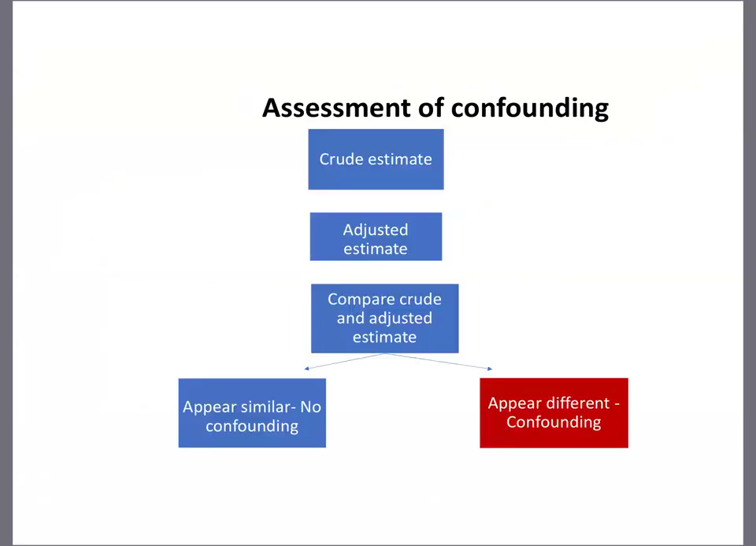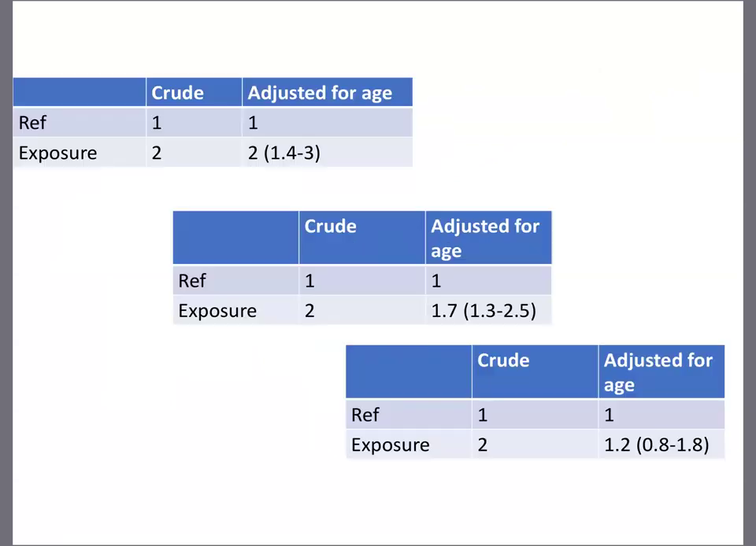So again, for stratification, just to make things clear, first step is crude estimate, then adjusted estimate, compare the crude and the adjusted estimate. If they are similar, no confounding. If they are different, there is confounding. And this similar, not similar, again, as I told you, books can mention 10, 20, 50% dissimilarity to decide whether confounding is present or not. Again, an example. So you have crude and you have adjusted estimates. If the crude and the adjusted estimates are similar to each other, like here, there is no confounding.